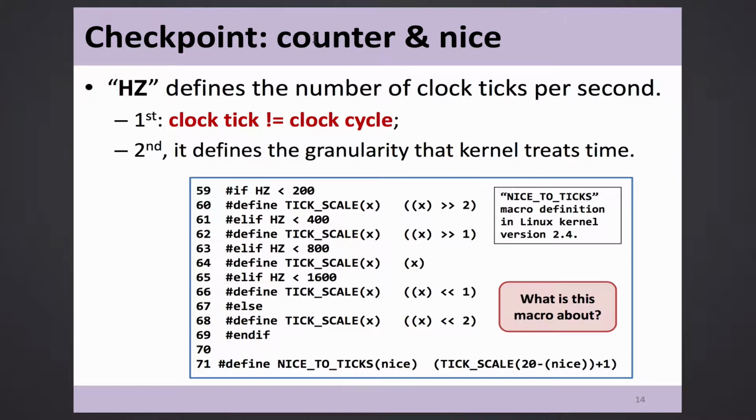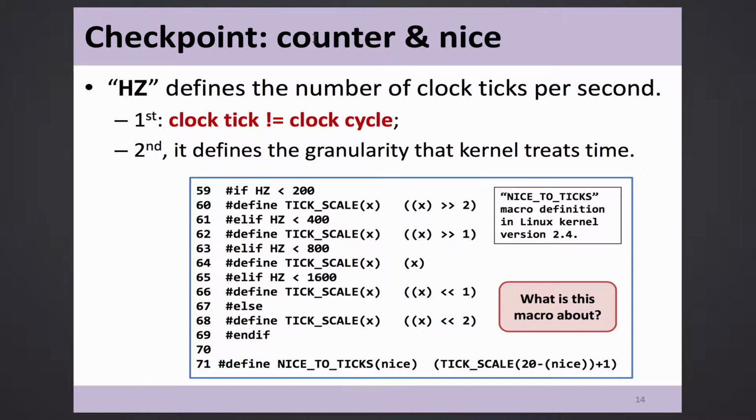First of all, let me tell you what HSET is. HSET is a category of the CPU. It is not exactly the Hertz number, it's a categorization. If you're using a slow CPU, you will get a slow HSET. If you're using a fast CPU, you will have a big HSET value. Tell me, what is the tick scale called? The tick scale is this: tick scale is equal to 20 minus nice value, and it goes through this transformation and gives you this value.